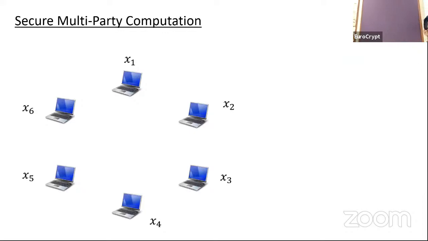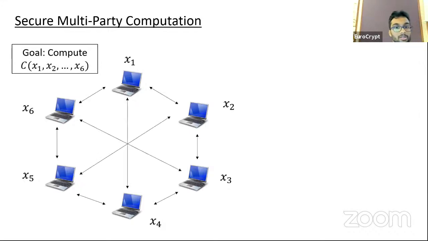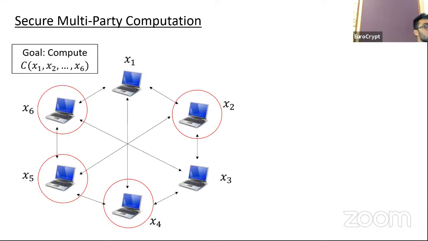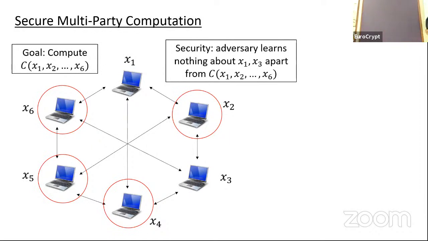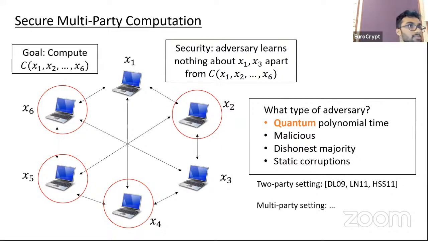So let me first start with the setting of MPC, where we have a bunch of parties, each with their private inputs, and they want to compute some public circuit on their private inputs. The adversary might corrupt some subset of these parties. The goal is that the adversary shouldn't learn anything about the inputs of honest parties, apart from what it can learn from the output of the functionality. The setting that we are interested in is quantum polynomial time adversaries with malicious behavior, dishonest majority, and static corruptions. We note that in the two-party setting, there has been some prior work to solve this problem in the plain model, but in the multi-party setting, this has been largely unexplored.